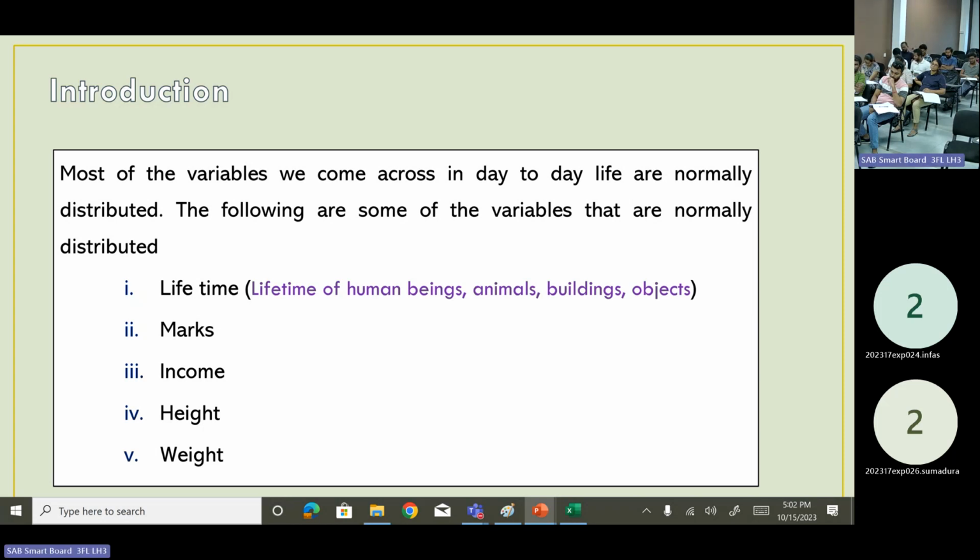So weight, length, height, income, marks, lifetime, all these are normally distributed. So mostly if they give you lifetime or marks, height or weight, you should be able to identify that it is a normal variable, even if it is not given.